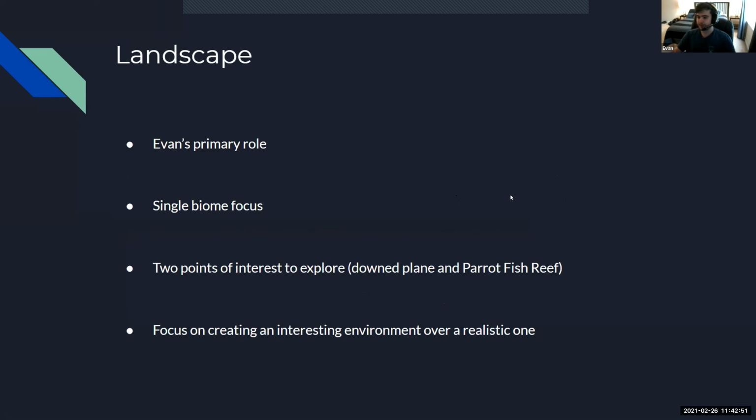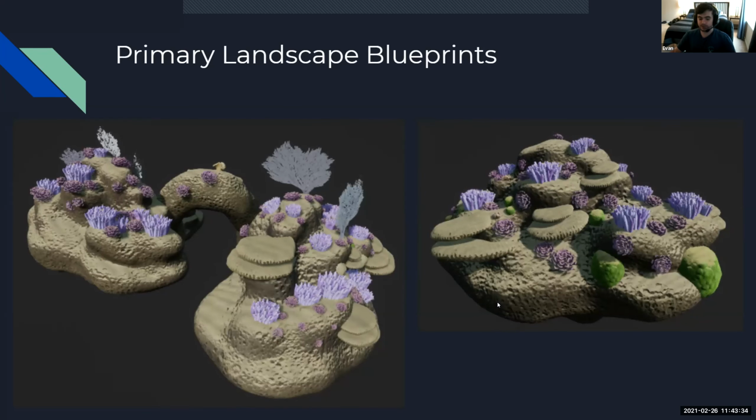So the landscape was my primary responsibility. I focused on a single biome rather than doing multiple biomes because it felt better to put all of my effort into one and make sure the one is very good rather than spread it about. And we currently have 2 points of interest to explore. We have the downed plane, which is the objective of the game, and we have a special point of interest called Parrotfish Reef, and I'll touch on that later as well. And like I said before, we focused on creating an interesting environment over a realistic one. And these are the 2 blueprints I used primarily for constructing the biome. I constructed these out of the individual assets and then essentially copied and pasted them in different sizes, shapes, variations across the landscape to make a dense, lively reef.